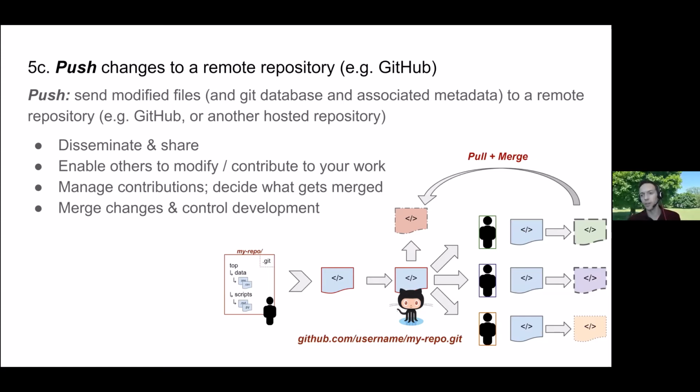So once you have it as a repository in GitHub, you can disseminate it, you can share it. You can let others who are your collaborators modify and contribute to your work. You can manage those contributions as well. So you decide when people make changes, you can decide what ultimately gets merged onto there. So you can have the final say on the management. And then, overall, you can manage changes and control development. So that's the reason why you would want to use a remote repository other than having another copy somewhere of that repository. And this is where we start to get into this collaboration piece.